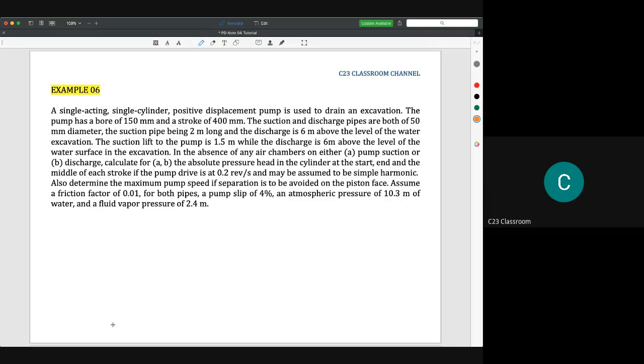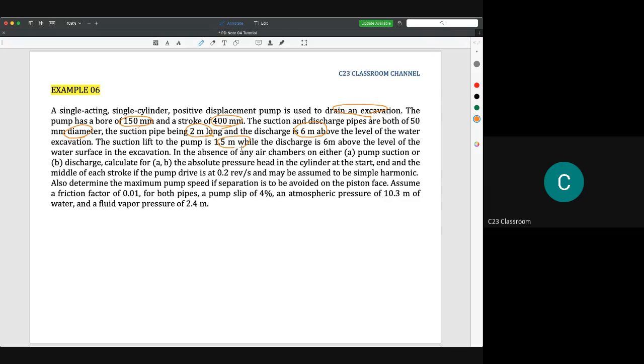So we continue with example number 6. Okay, so we have a single acting, single cylinder positive displacement pump used to drain an excavation. The pump has a bore of 150 millimeters and a stroke of 400 millimeters. The suction and discharge pipes are both 50 millimeters in diameter. The suction pipe is 2 meters long, and the discharge is 6 meters above the level of the water in the excavation. The suction lift to the pump is 1.5 meters, while the discharge is 6 meters above the level of the water surface in the excavation.